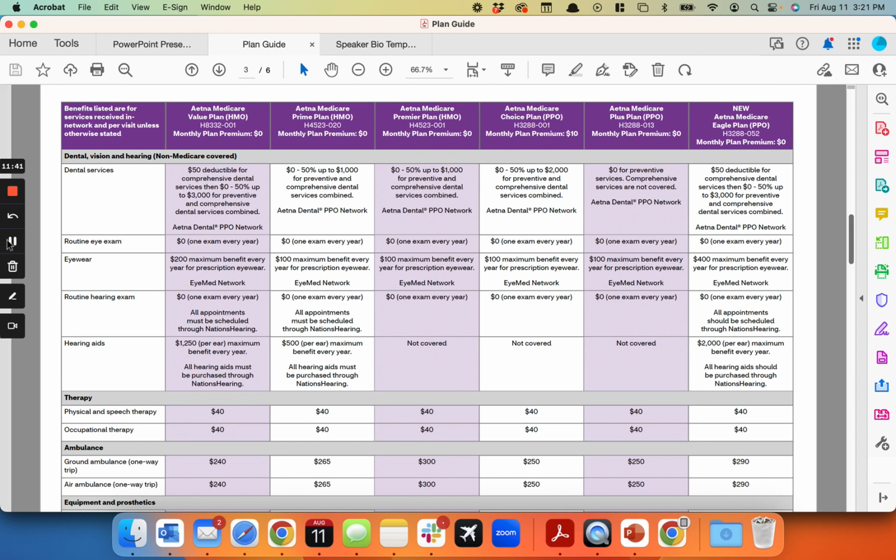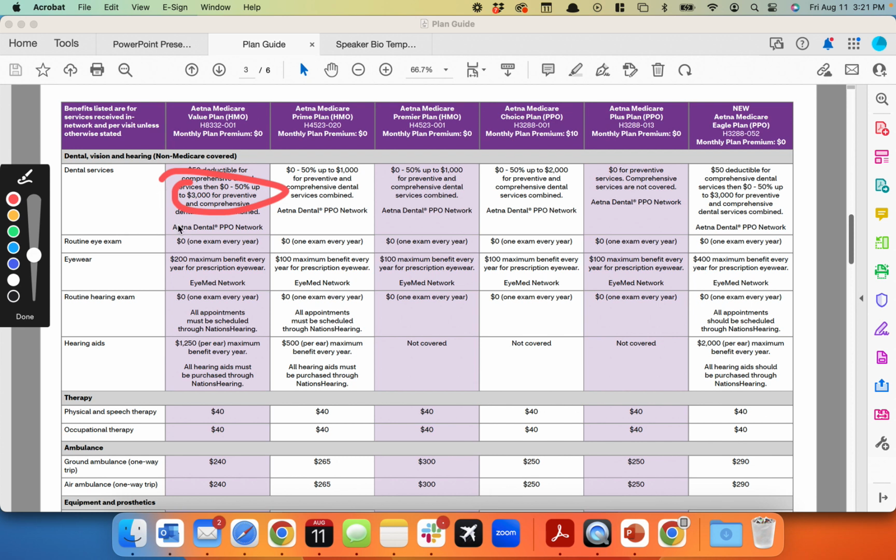This plan comes with $3,000 in dental benefits. We use our Aetna Dental PPO network, and you can get services up to $3,000 paid on your behalf by Aetna. Your eye exam once a year is $0. Your eyewear is $200 for the year, and we use the EyeMed network. If you need me to find your vision provider to make sure it's in network, please let me know, or your dental provider. I'll be more than happy to do that for you. They also give you $1,250 per year for hearing through our benefit vendor provider, Nations Hearing.